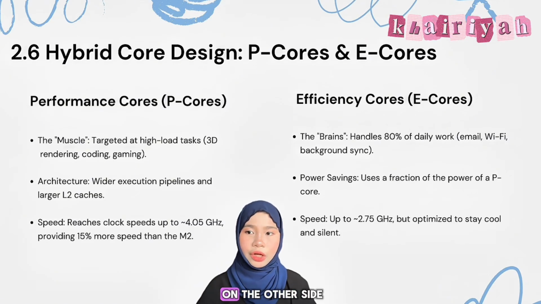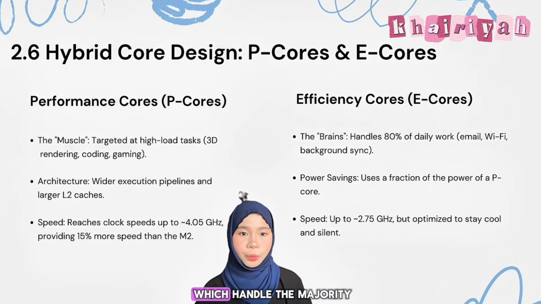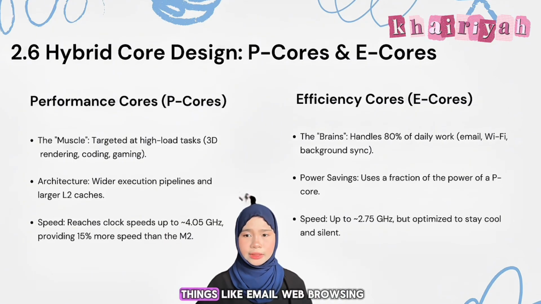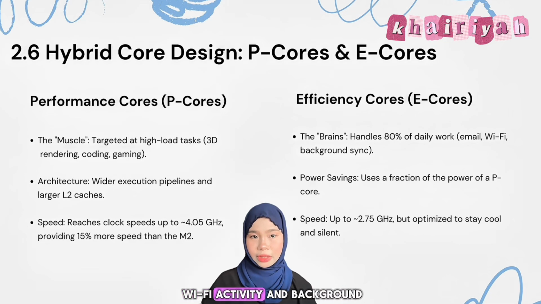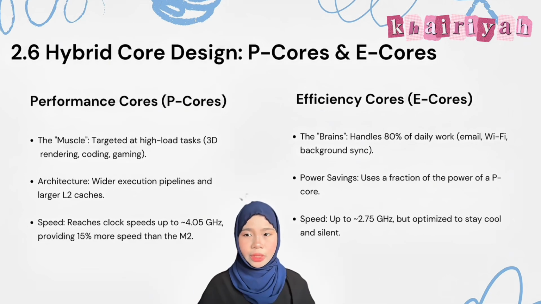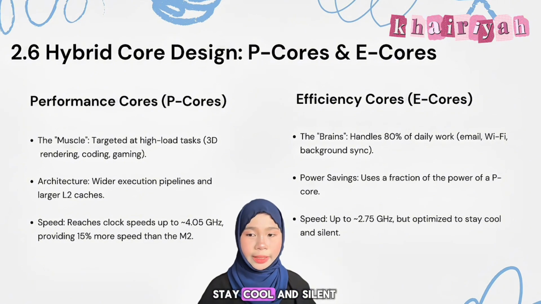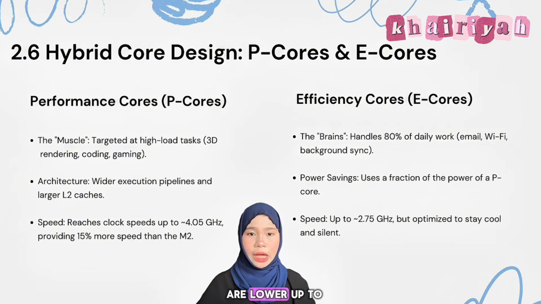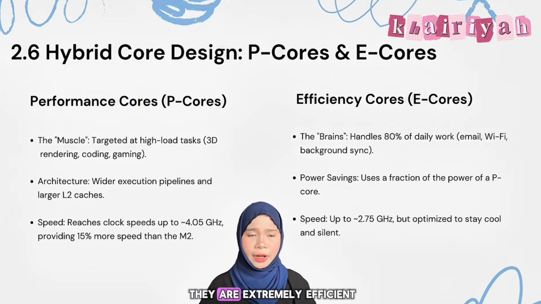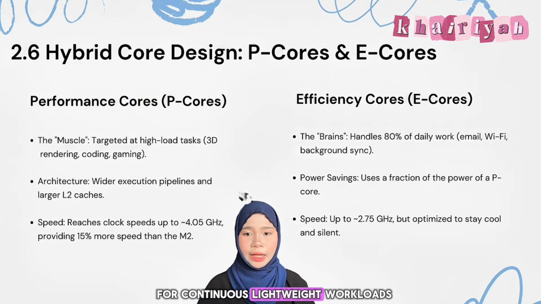On the other side, we have the efficiency cores, which handle the majority of everyday tasks. Things like email, web browsing, Wi-Fi activity, and background syncing usually run here. These cores consume only a fraction of the power of P-cores and are optimized to stay cool and silent. While their clock speeds are lower, up to about 2.75 GHz, they are extremely efficient for continuous, lightweight workloads.